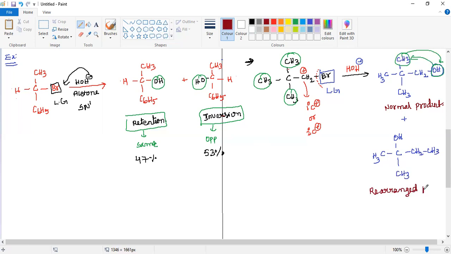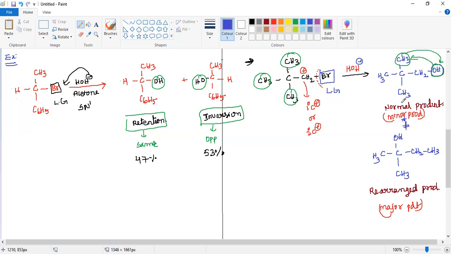Always the rearranged product is the only one that can be chosen as the major product. Remember that, this one is the major product, whereas the normal product will be the minor product. Clear? It should be the minor product. Clear beta? So this is how it forms in the mixture.